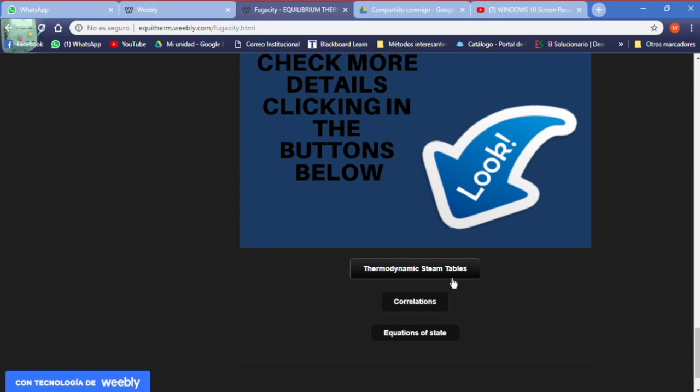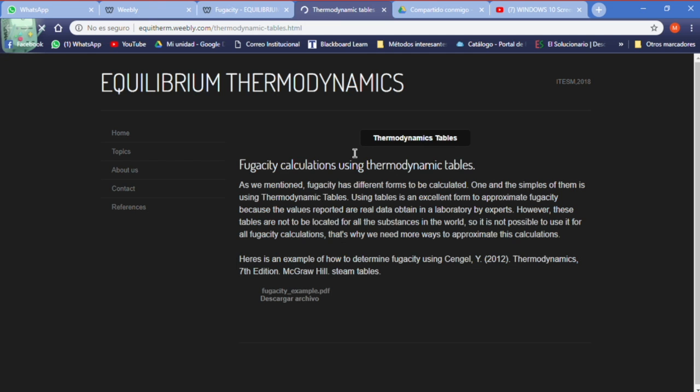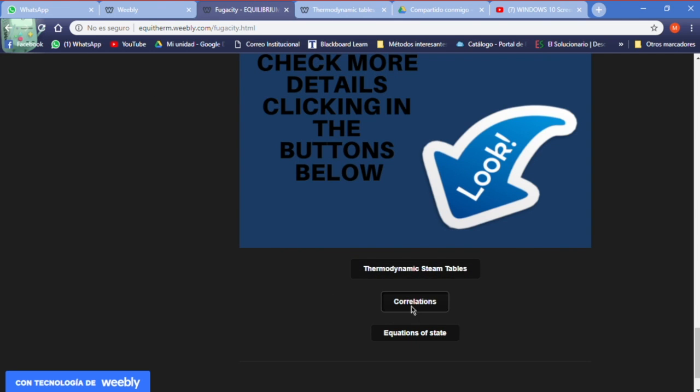Also, we include 3 examples of where to calculate and when to calculate fugacity in these buttons. We can see they open in a different tab, each of them.